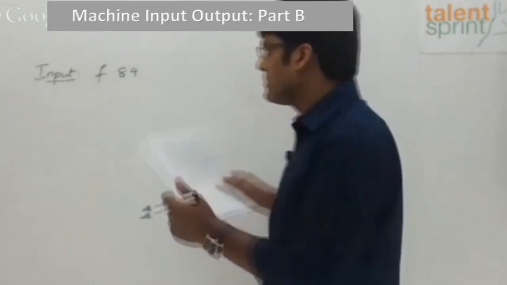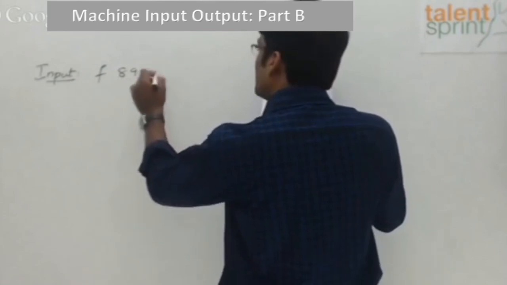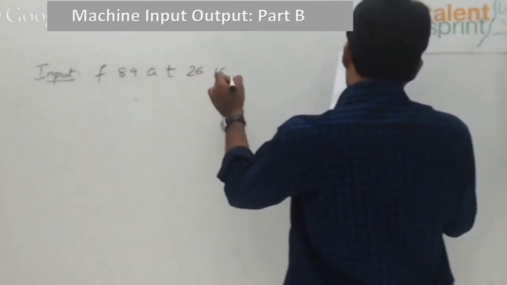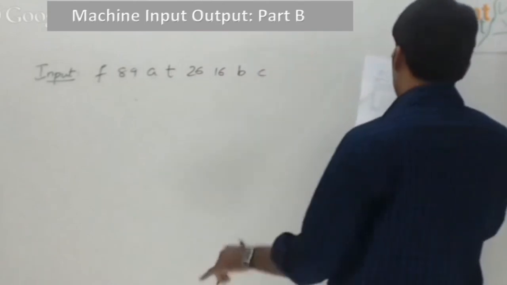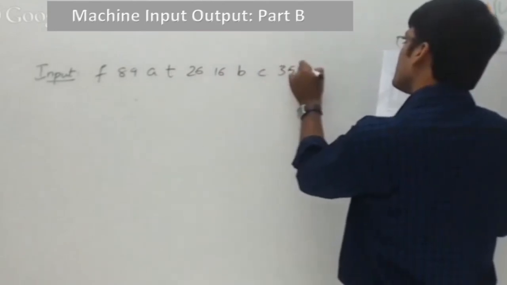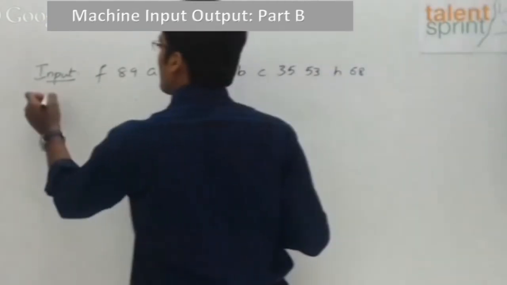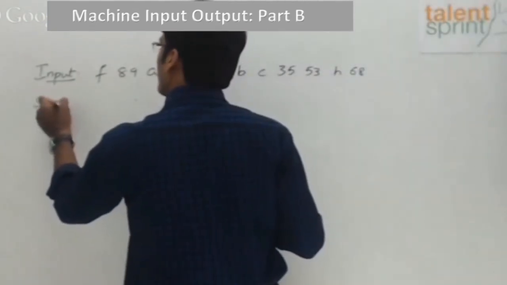Okay, so let's now start working on this. So F89, A, T, 26, 16, B, C, 35, 53, H, 68. So what will be step 1? Right?